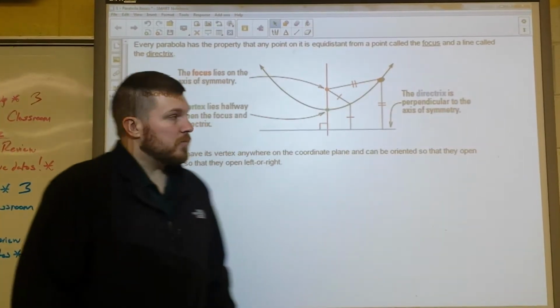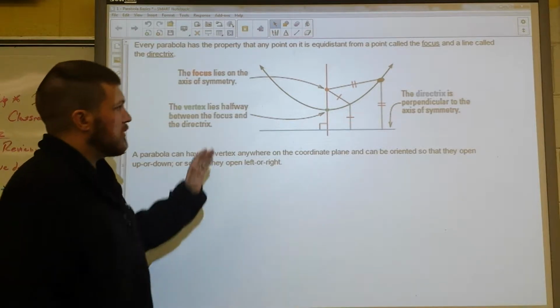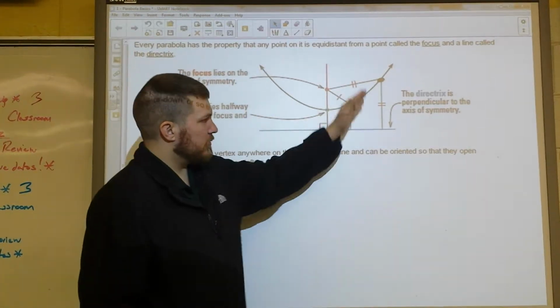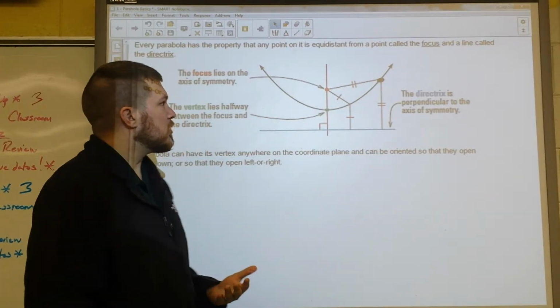Alright, so in this video we're talking about parabolas, and you probably have seen a parabola before. It's pretty much just a graph of any quadratic function that makes a U-shape like we see here, but now we're going to go in much more depth.